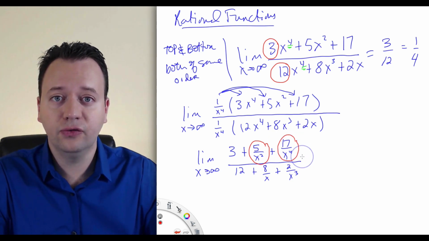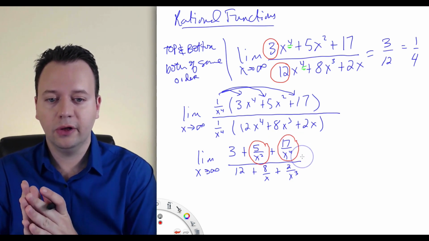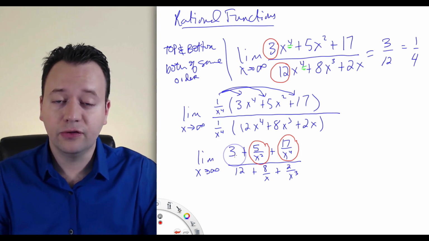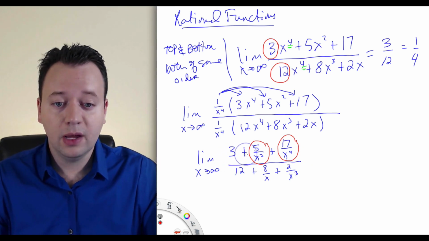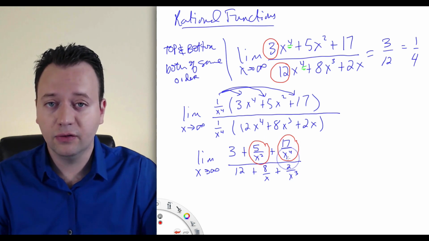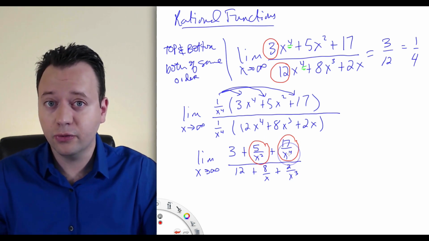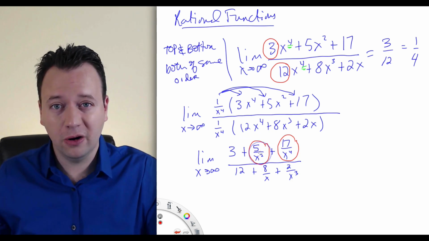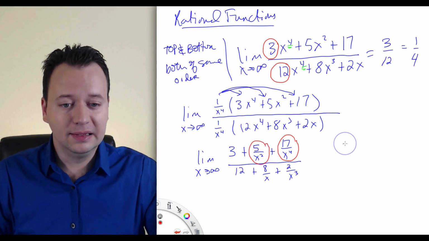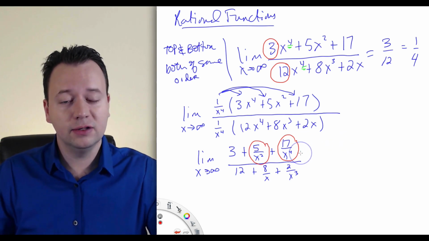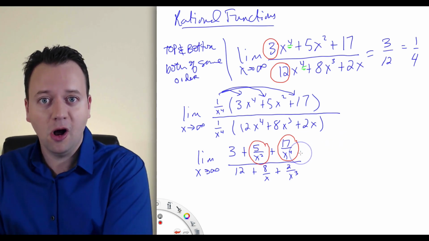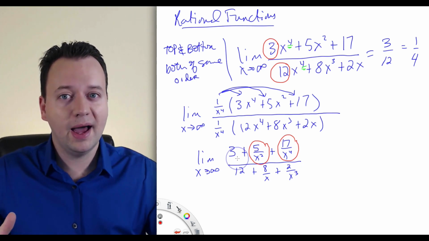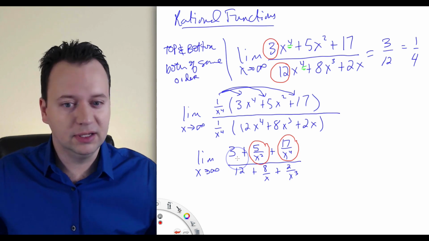over x to the 4th are getting smaller and smaller, and 3 is just staying the same. Right? So if you don't have your glasses on, 3 plus 5 over x squared plus 17 over x to the 4th looks pretty close to 3. If x is equal to a googol, 5 over 1 googol squared is ridiculously small, and 17 over 1 googol to the 4th is ridiculously smaller. So we get something very, very close to 3. 3 followed by 10,000 zeros and then some stuff.